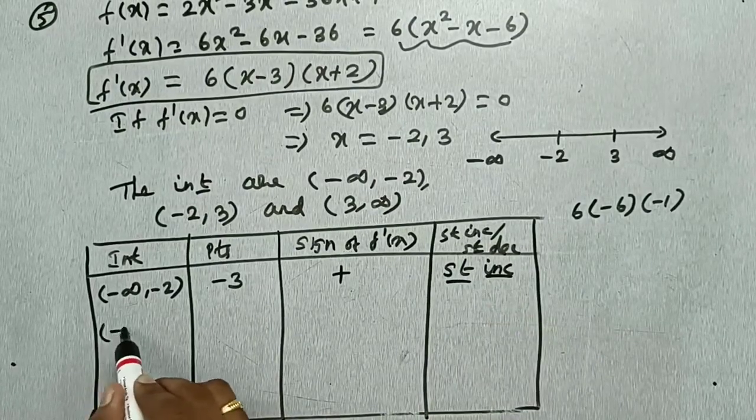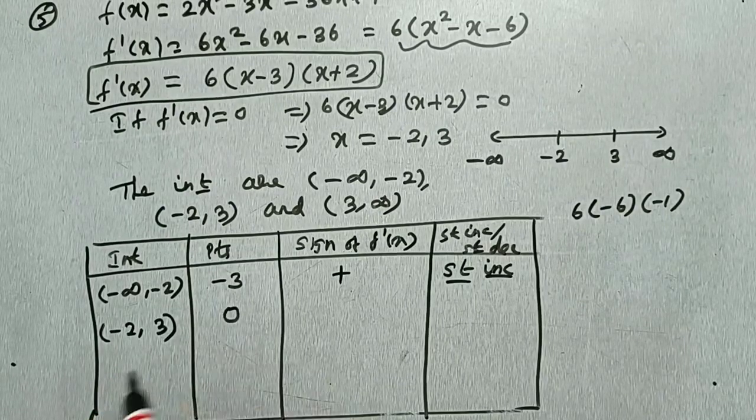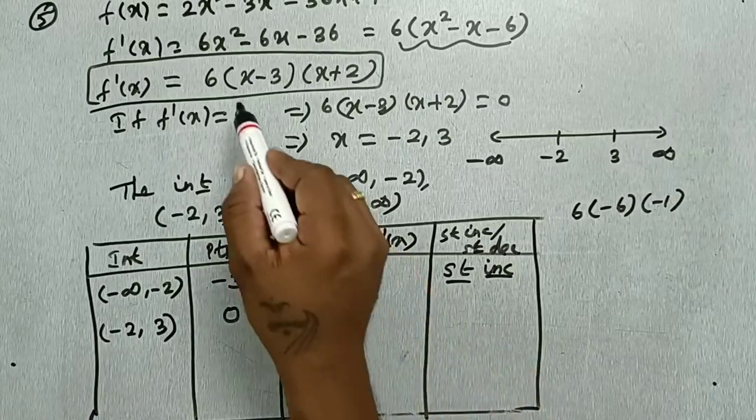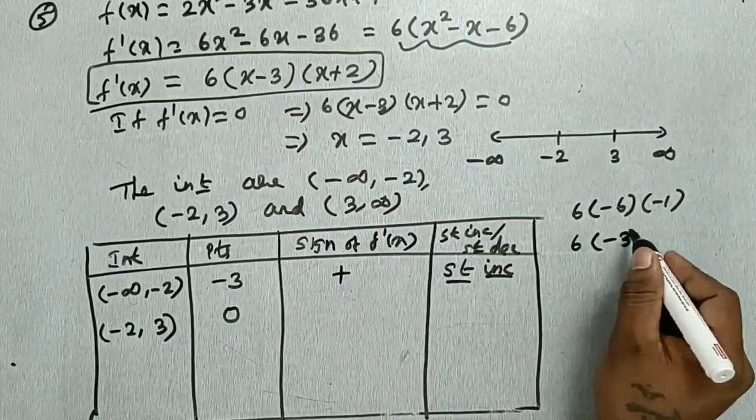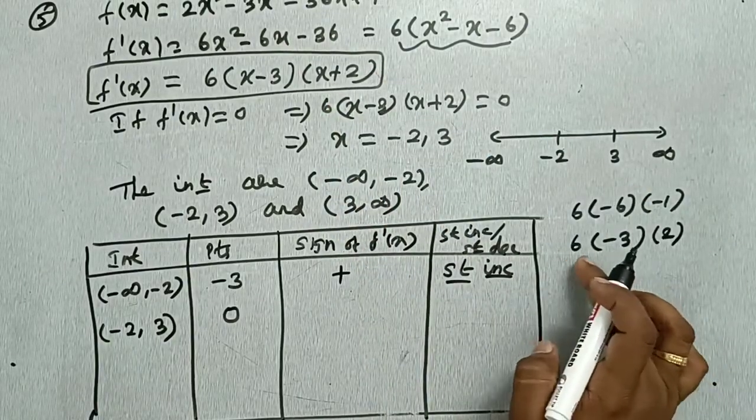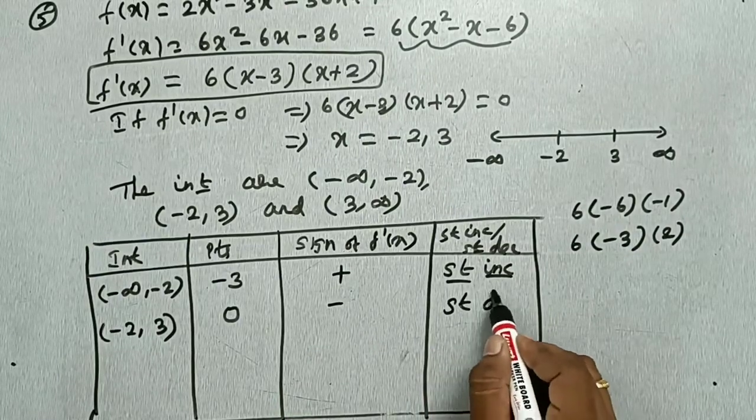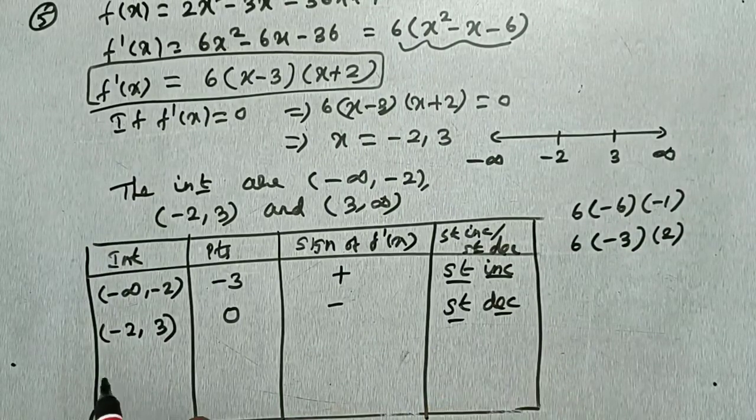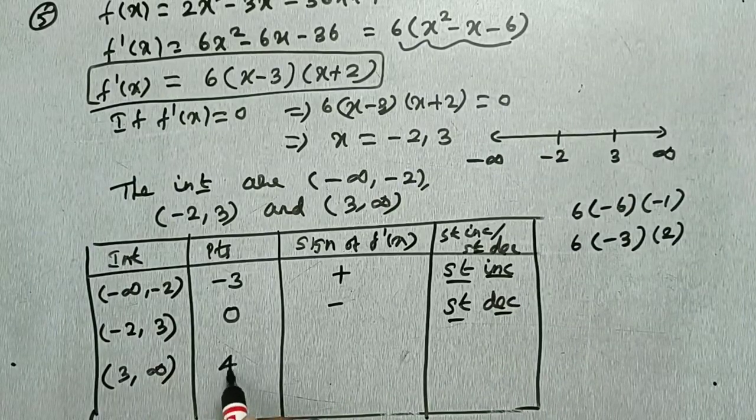Next, the second interval, minus 2 to 3. I can easily take 0. Substituting x equal to 0, we get 6 into minus 3 into plus 2. So positive into negative into positive gives negative. Negative means strictly decreasing. Next, the third interval, 3 to infinity; I can take positive 4.